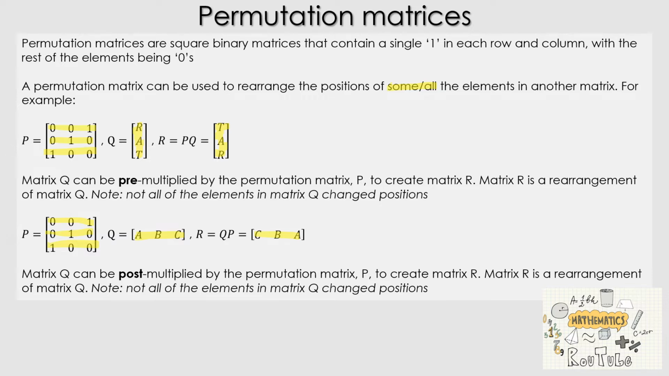So in terms of the mechanics and how the permutation matrix does that, that's obviously what's going to be coming in the rest of the video. But essentially what I want you to take from the last couple of minutes is just that a permutation matrix can either be pre or post multiplied with another matrix to change the positions of some or all of the elements in that particular matrix.